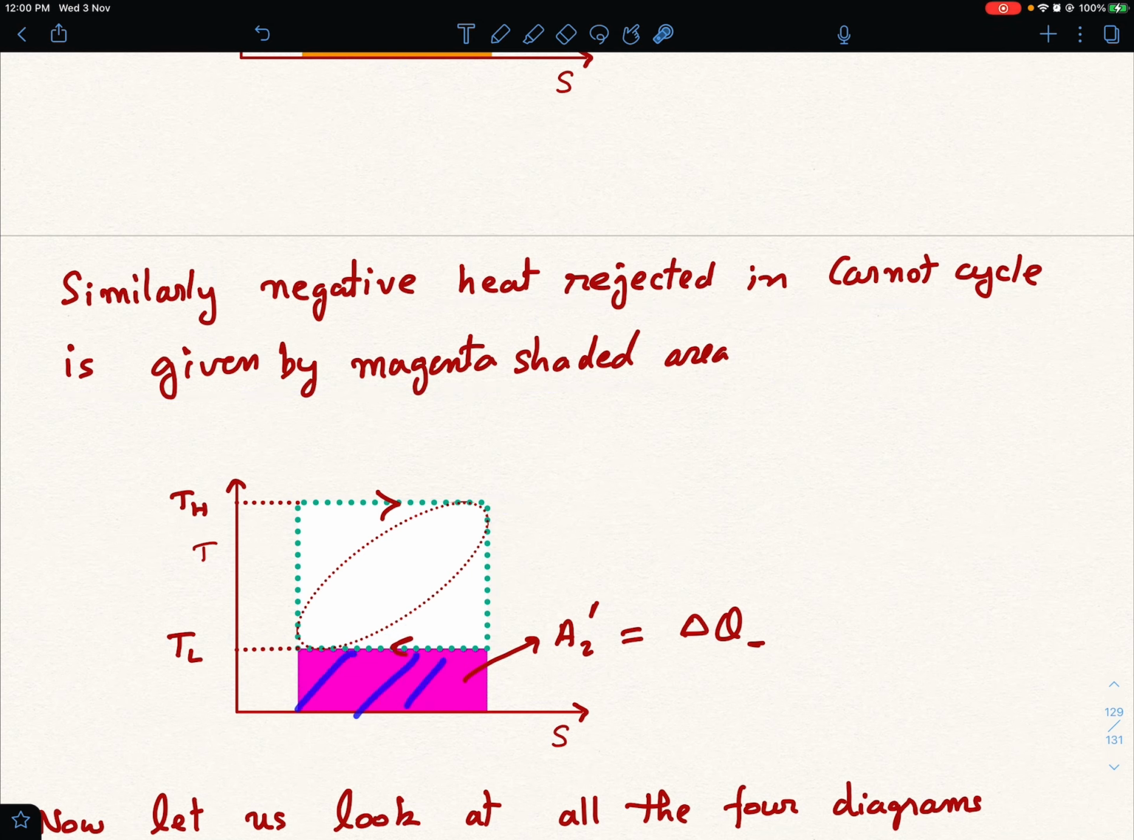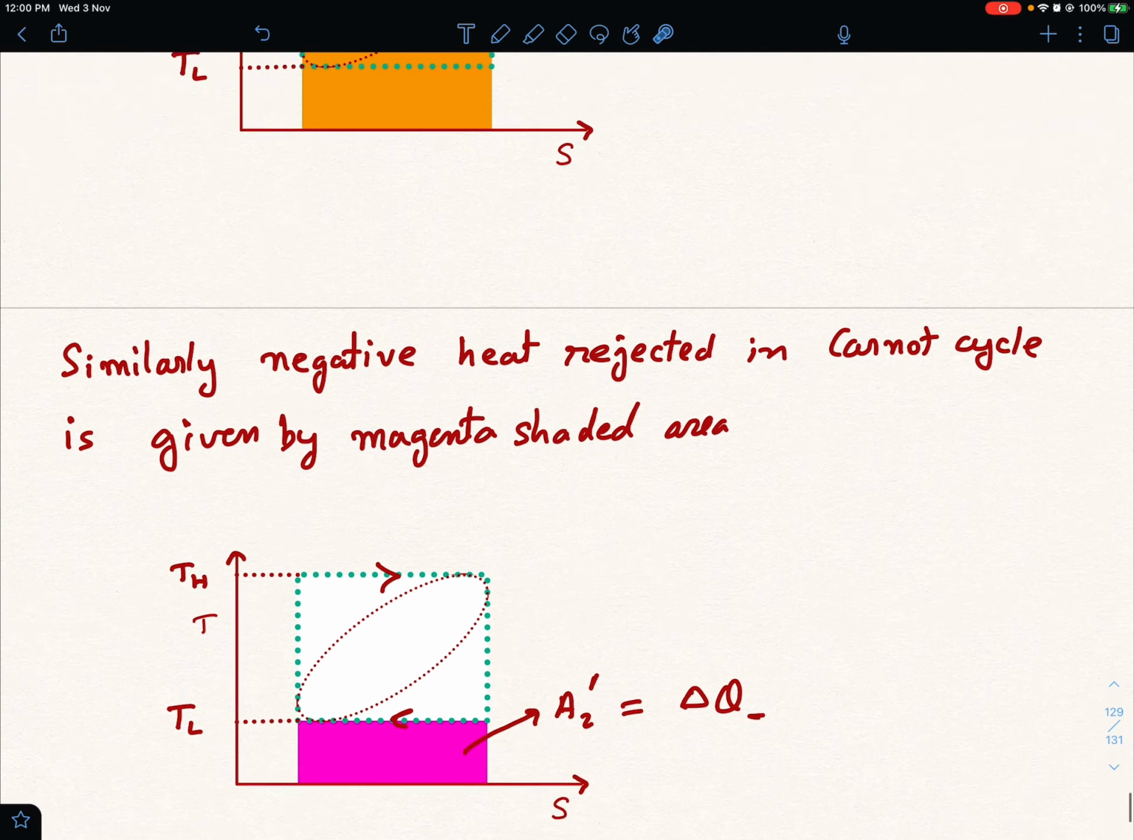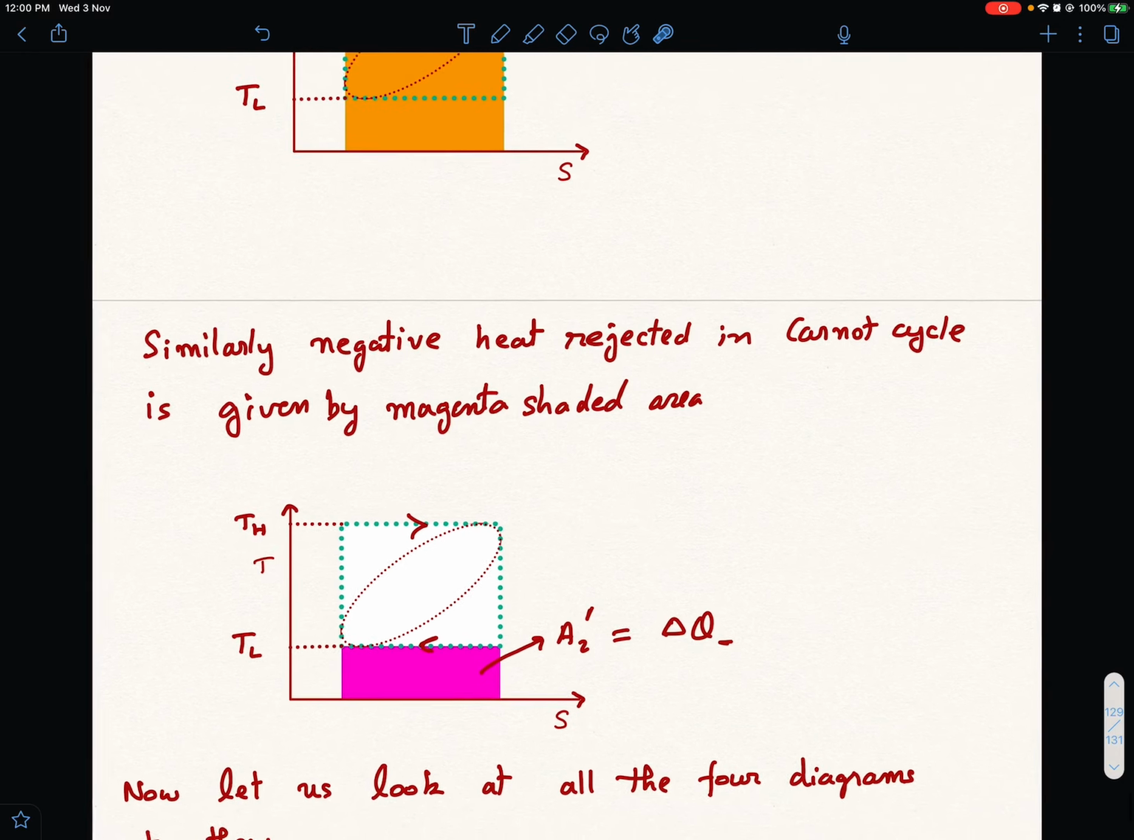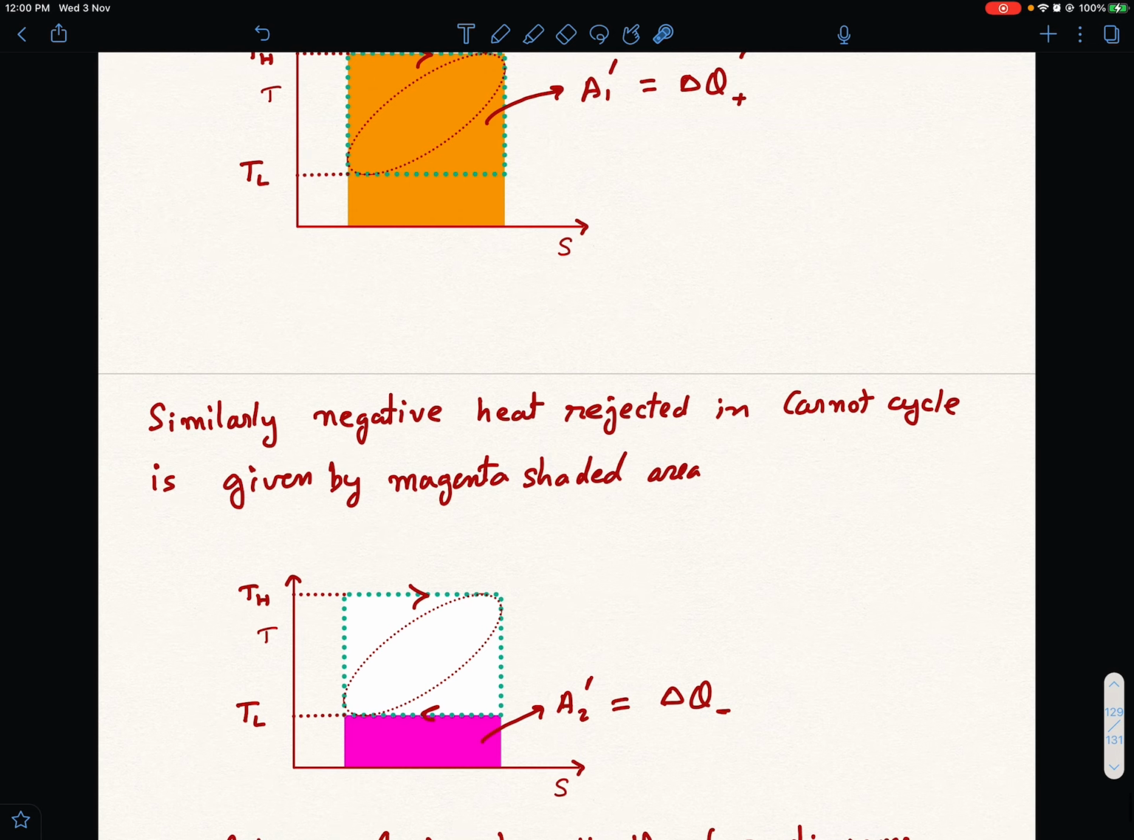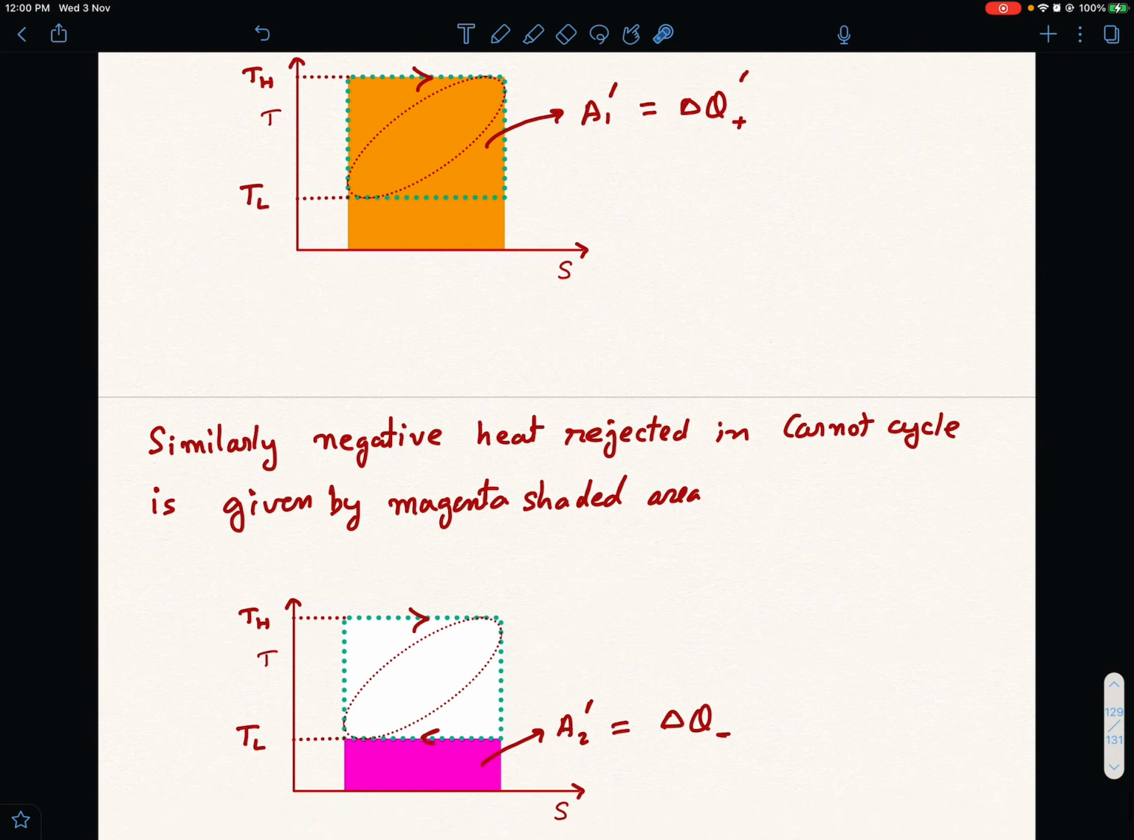Similarly, the negative heat rejected in the Carnot cycle is the magenta shaded area, this. So this is the place where the entropy is decreasing, right? The vertical lines were isentropic lines, right? So this magenta shaded area is the area where the heat is being rejected, okay?